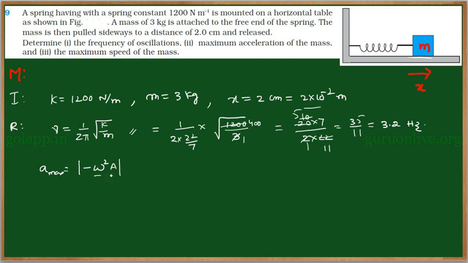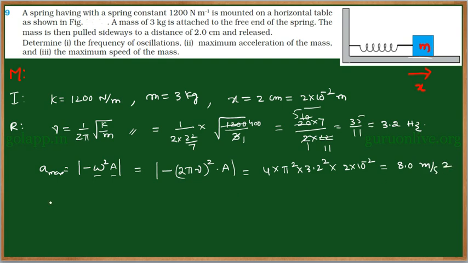And the maximum acceleration A max is equal to mod of minus omega square A, where omega is the angular frequency and A is the amplitude, which is the same as x. That is equal to mod of minus omega, which can be written as 2 pi nu, whole square into A. I am taking out all these mod and negatives because mod of a negative value is a positive value. So I am writing only the magnitude of the given quantity, that is 4 into pi square into 3.2 whole square into 2 into 10 to the power of minus 2. So students, you can simplify it later. We will get a value of 8.0 meter per second square.